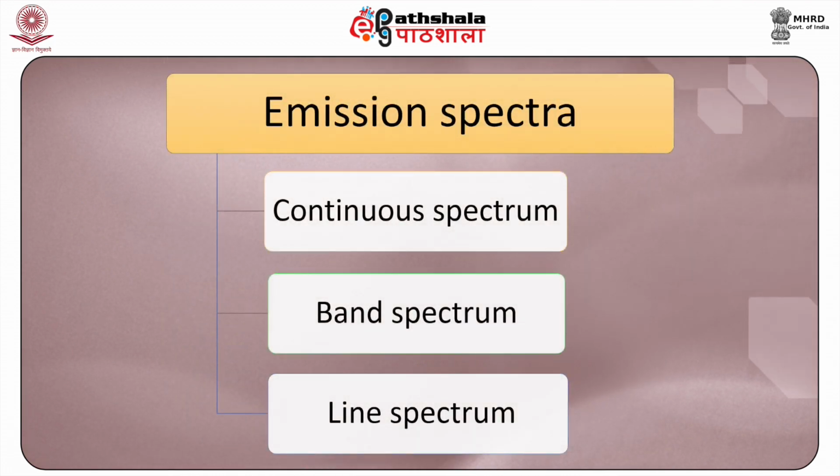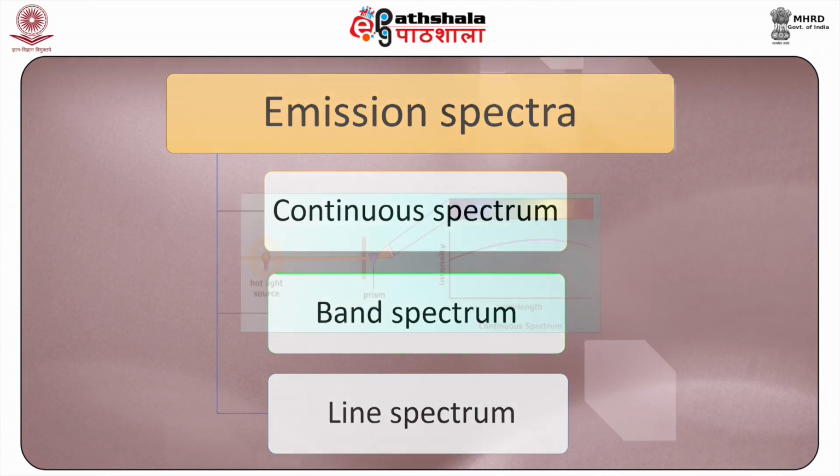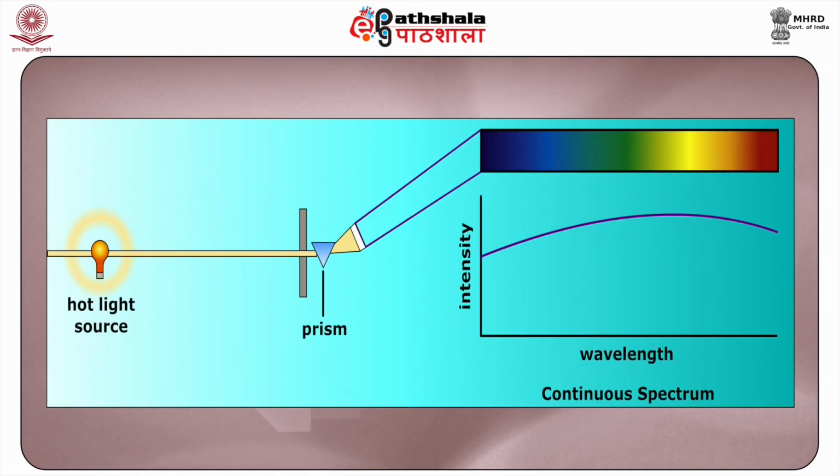The emission spectrum can be of namely three types. First, continuous spectrum, second, band spectrum, and third, line spectrum. We are going to discuss each one of them one by one. First of all, what is a continuous spectra?